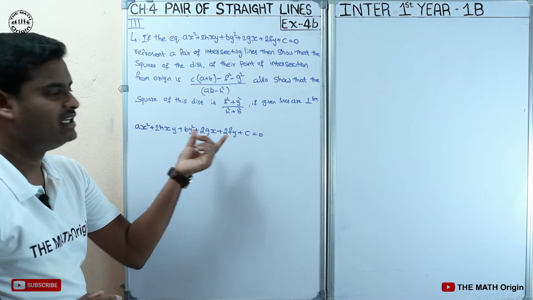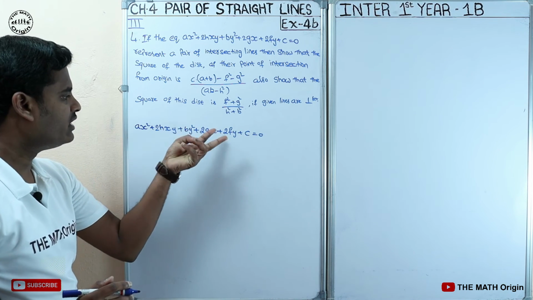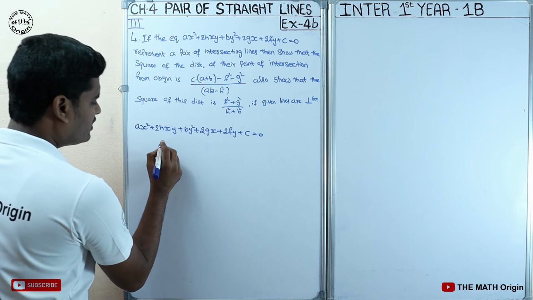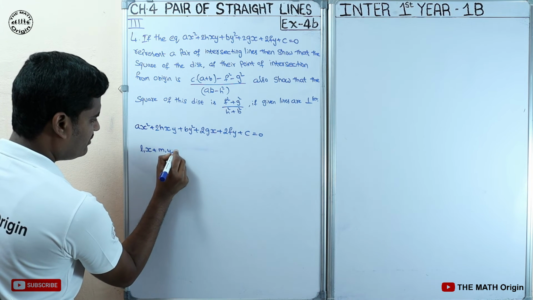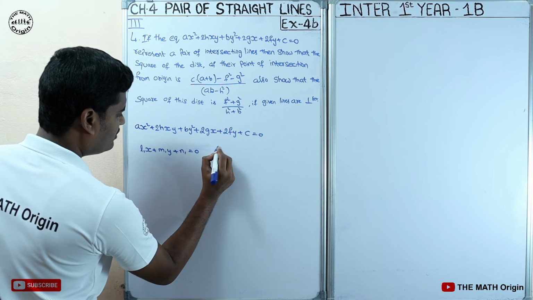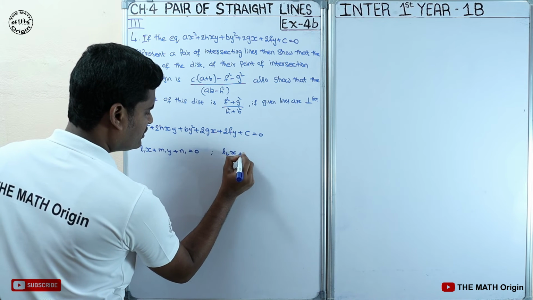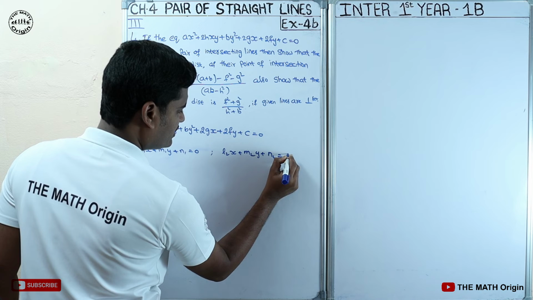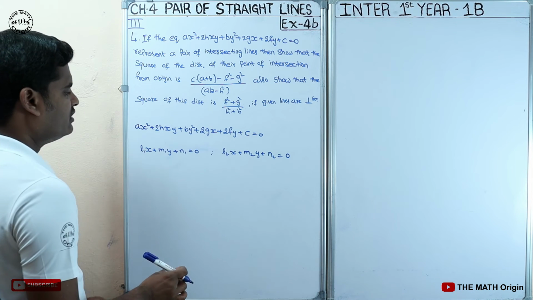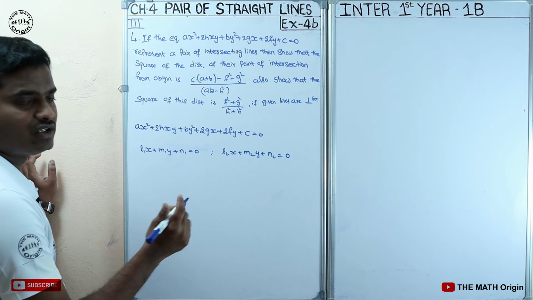Okay, this is the equation of the pair of straight lines. ఇది two lines యొక్క equation. నేను individual గా lines రాసా. First equation L1x plus M1y plus N1 equals to 0, and the next equation is L2x plus M2y plus N2 is equals to 0. So from this now I want to find the point of intersection.